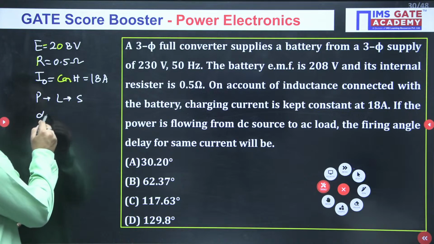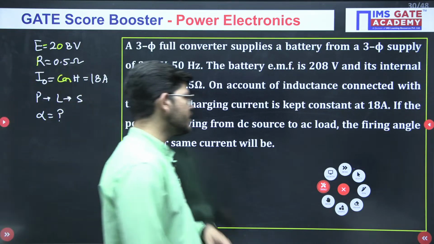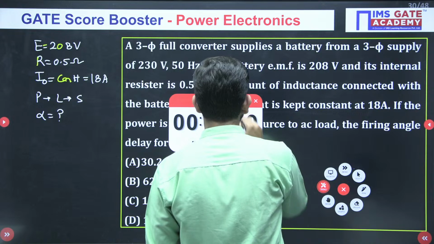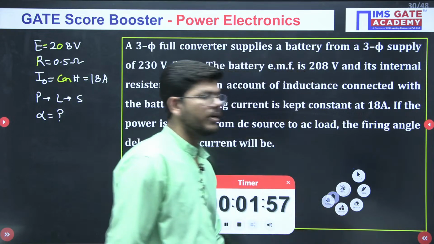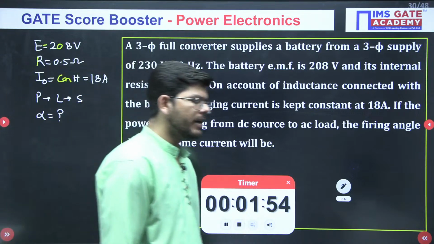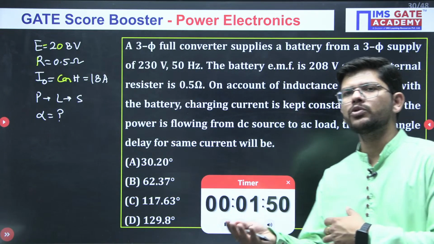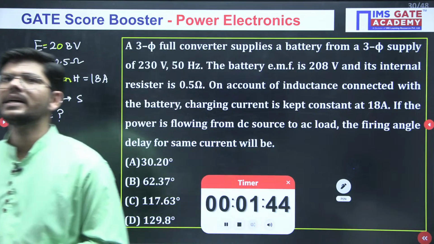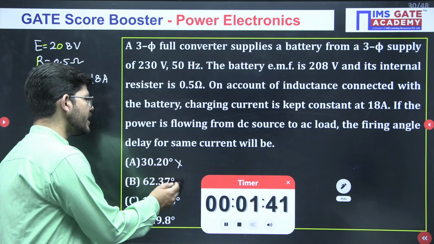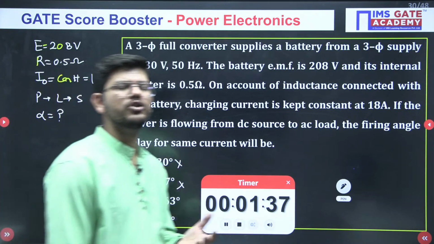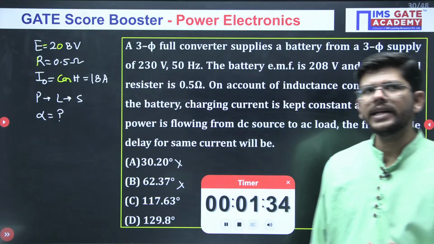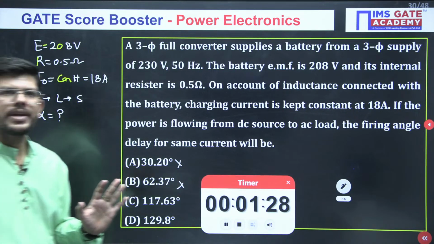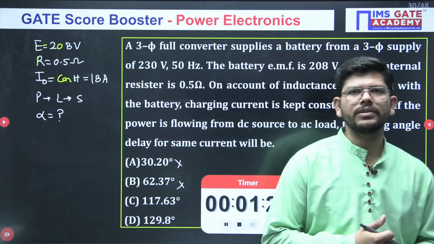The firing angle delay will be what? The concept that we discussed in the last question is very useful for you in this question as well. Let me give you some time. I am waiting for your answers. We have been given that the power is flowing from the load side towards the source side. Then what will be the value of alpha? Of course, the value of alpha should come greater than 90, so these can't be the correct answer. Only C and D are the options from which you have to choose one. Conceptually, this is what we discussed in the last question, and we have to apply the same thing here as well. So try and get an answer for this question.